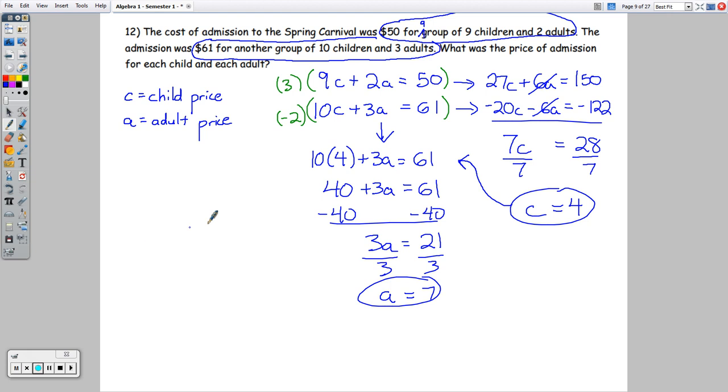So final answer, make sure you include units. We'd say $7 for an adult and $4 for a child. Box that in, that is it.